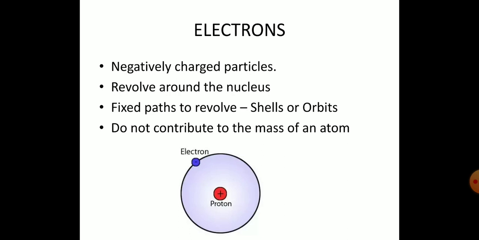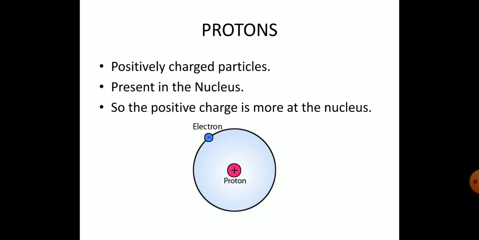Okay, now coming to the next one, protons. With the name itself you can say they are positively charged. P for positive, P for proton. So, positively charged, they are present in the nucleus, and the positive charge is more in the center. Okay, so it will contribute to the mass of the atom. So what are protons? Protons are positively charged particles. They are present in the nucleus, and the positive charge is more only at the nucleus.